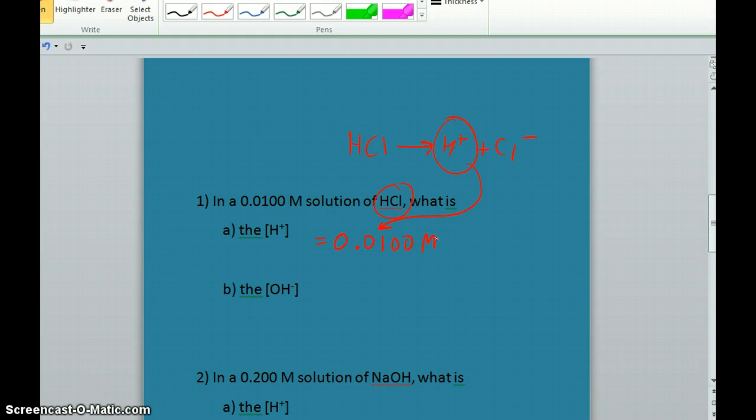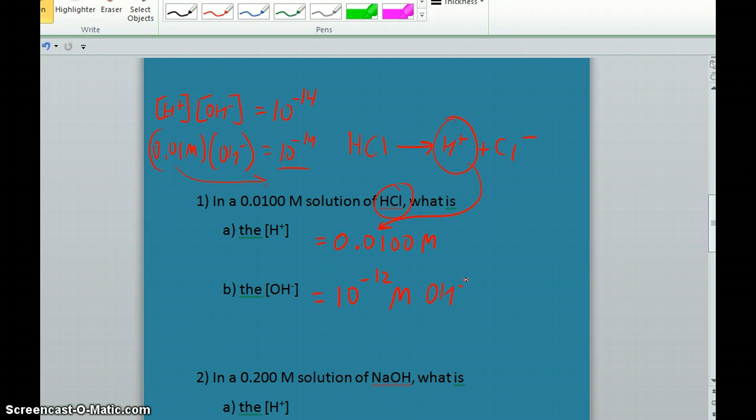Now, what does that make the hydroxide concentration? Well, if you remember, the proton concentration, whatever it is, times the hydroxide concentration must be constant, 10 to the negative 14th. And therefore, in this 0.01 molar acid solution, you could calculate the hydroxide concentration by simply dividing 10 to the negative 14th by 10 to the negative 2. And you will get a hydroxide concentration of 10 to the negative 12 molar.